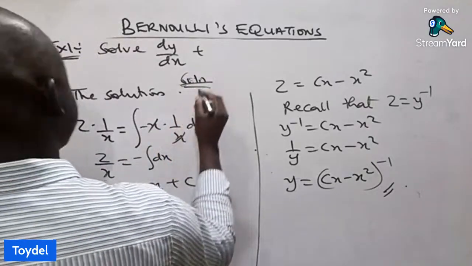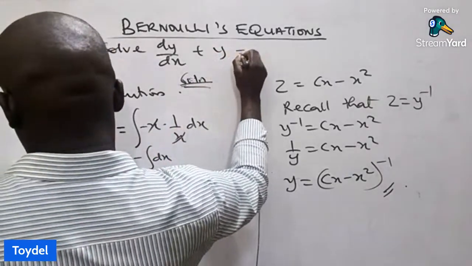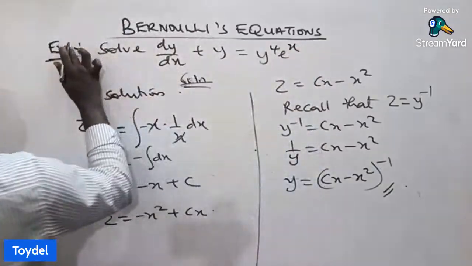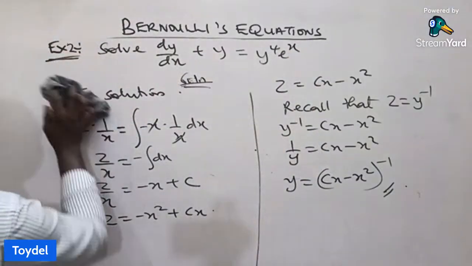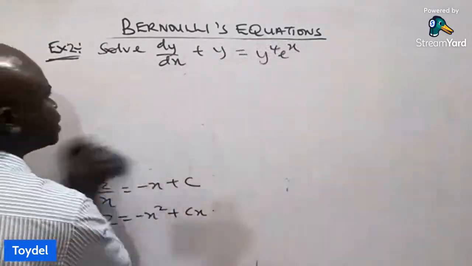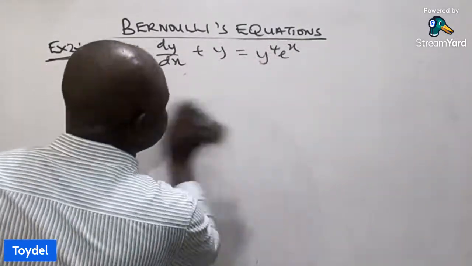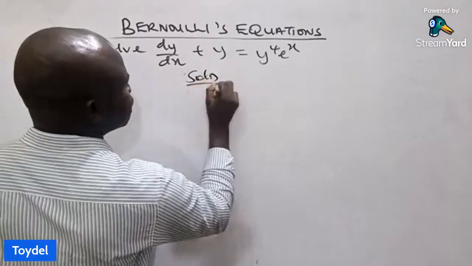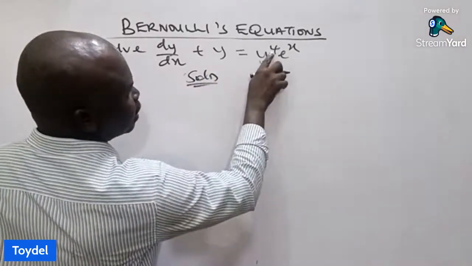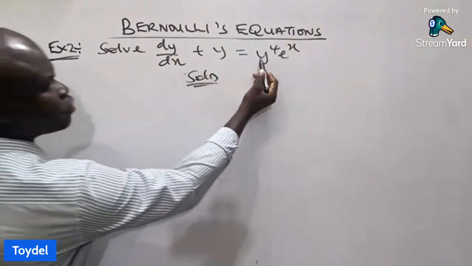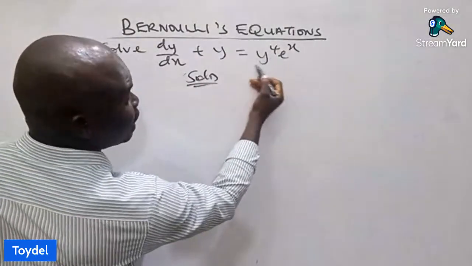Let's consider another example: y prime is equal to y raised to power 4 times e raised to power x. I want us to consider another example before we close the lecture. If you look at the equation on the board, you realize that it is a Bernoulli equation because it has a function of y where n is 4. So the first thing you do is divide through by y raised to power 4.